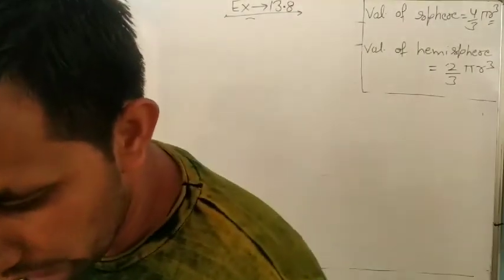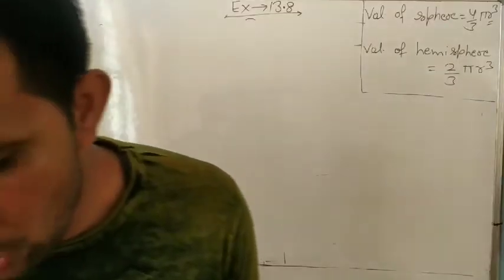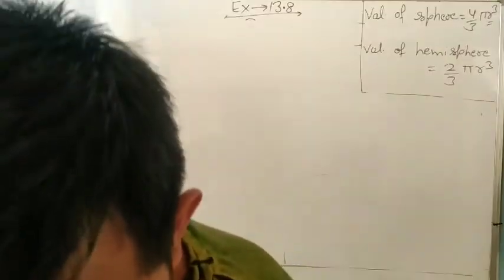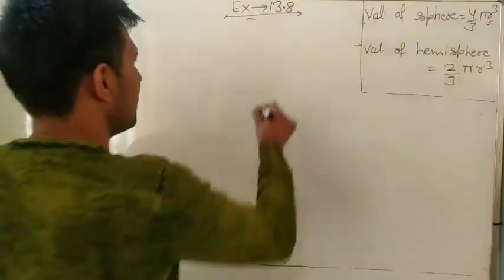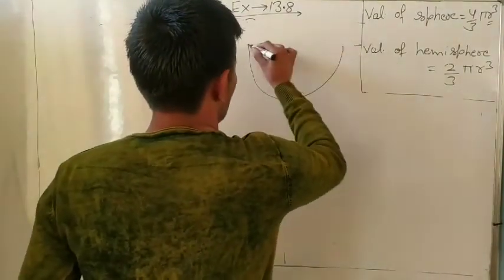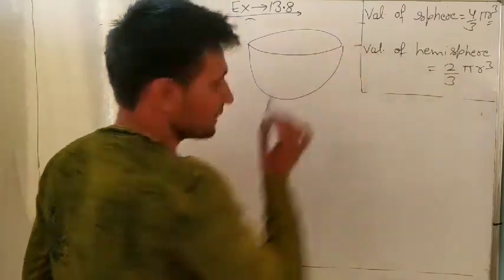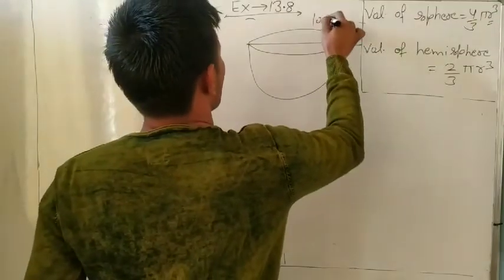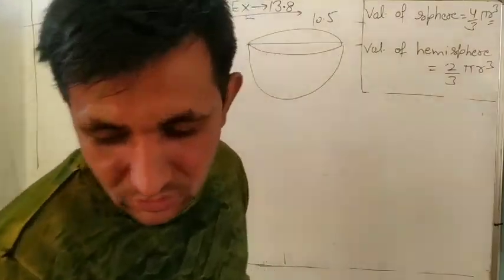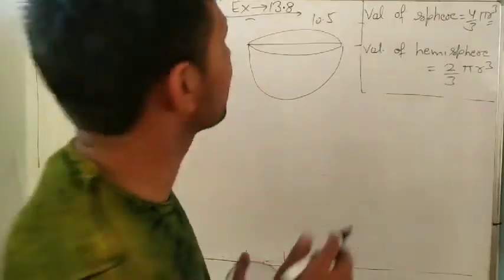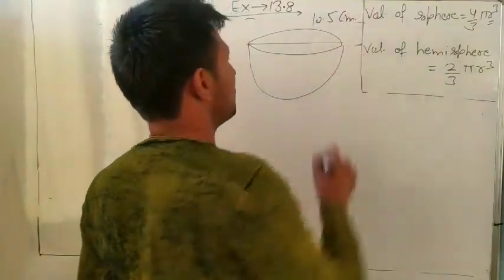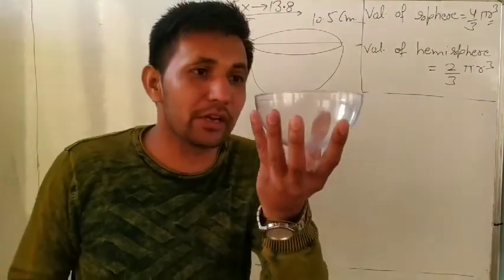Next is question number 5. How many liters of milk can a hemispherical bowl hold? It is a hemispherical bowl of diameter 10.5. How many liters of milk can it hold? Is it centimeter or meter cube? It is centimeter. So how will you find liters? It means how much water or milk it can hold.